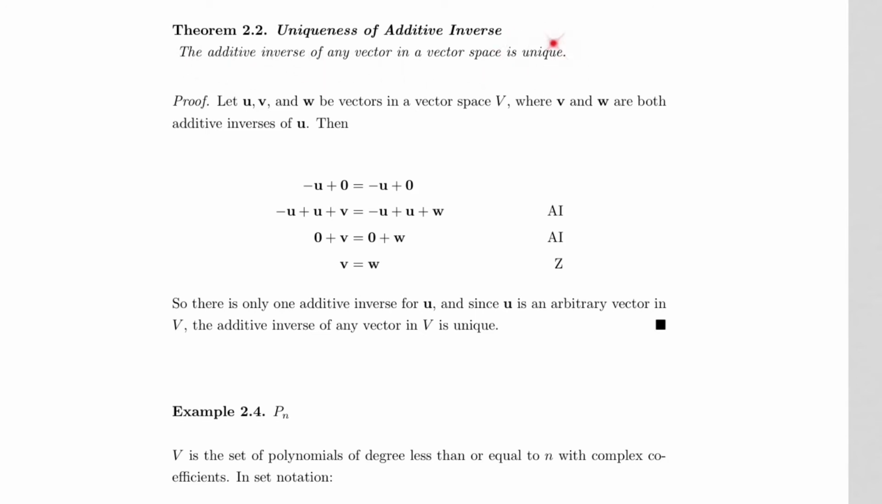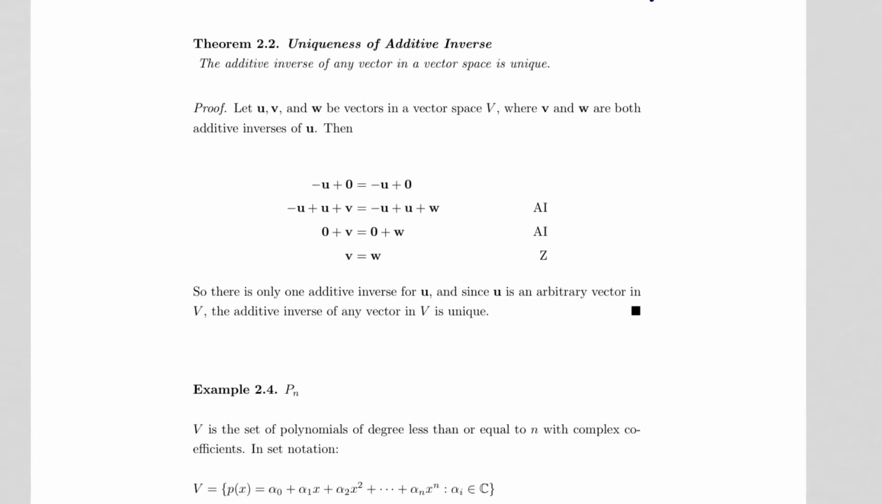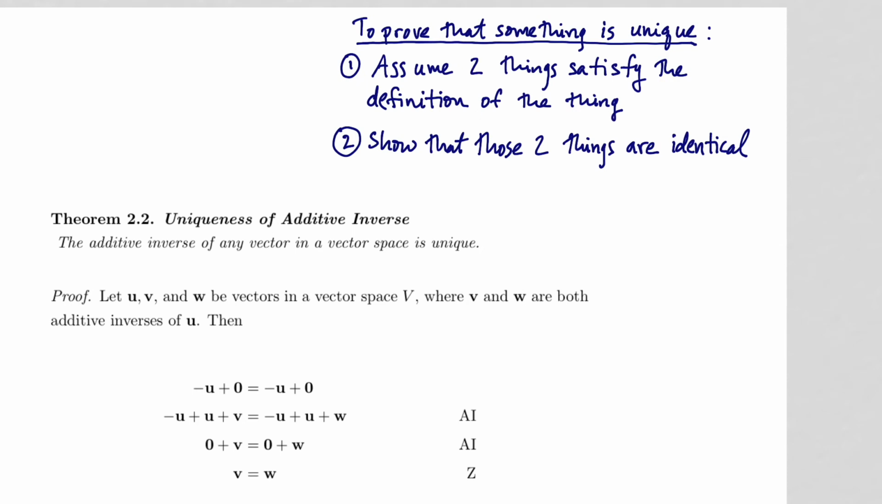So this additive inverse axiom tells us that an additive inverse exists, but it doesn't tell us that it's unique. So this is a proof that tells us that the additive inverse is unique. Uniqueness proofs are a common and important kind of proof, so I will say something very briefly about how to prove that something is unique, since this is the first time I think that we've done this.